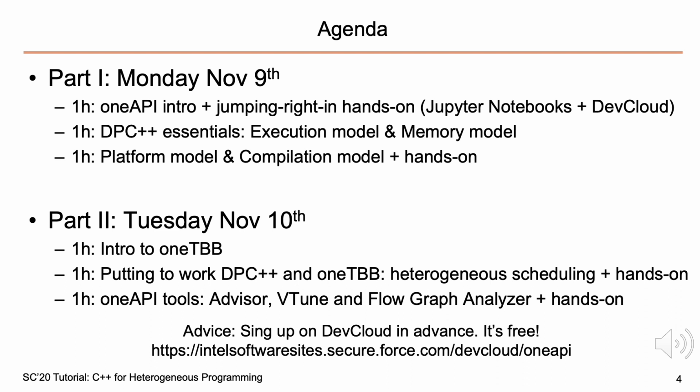Part 2 begins with an introduction to oneTBB and the flow graph classes that will be used in combination with DPC++ to orchestrate and schedule computations among the different devices. Finally, oneAPI tools like Intel Advisor, VTune and Flow Graph Analyzer will come in handy to help optimize our heterogeneous applications. Attendees can take part in hands-on exercises using Jupyter notebooks tailored for each one of these blocks.